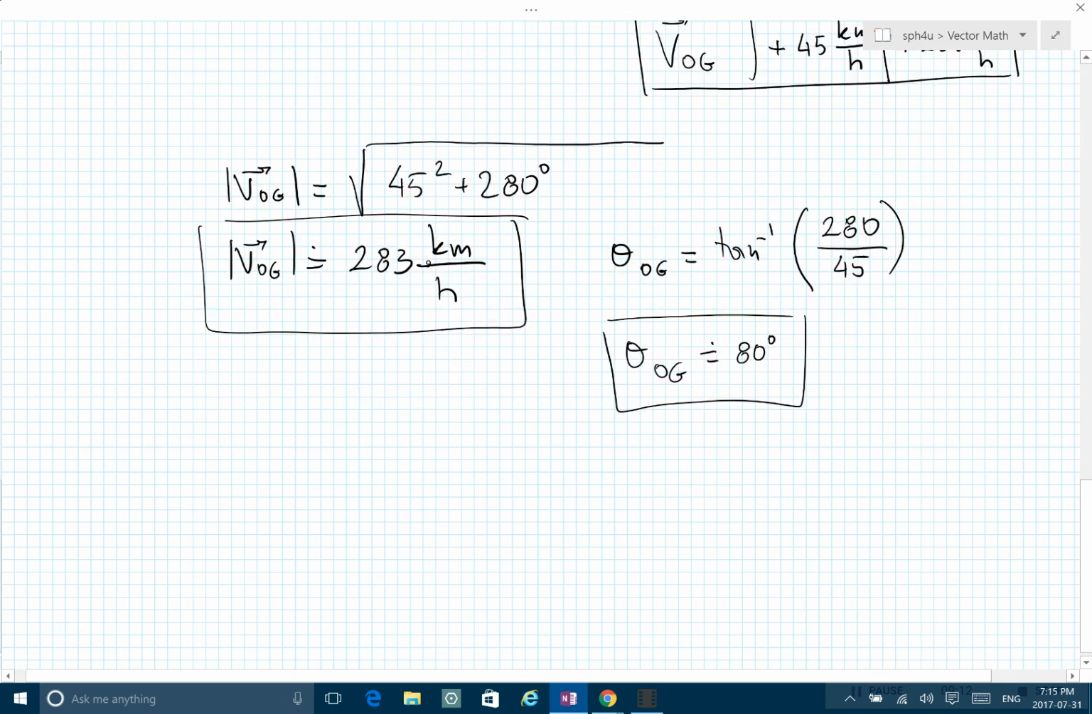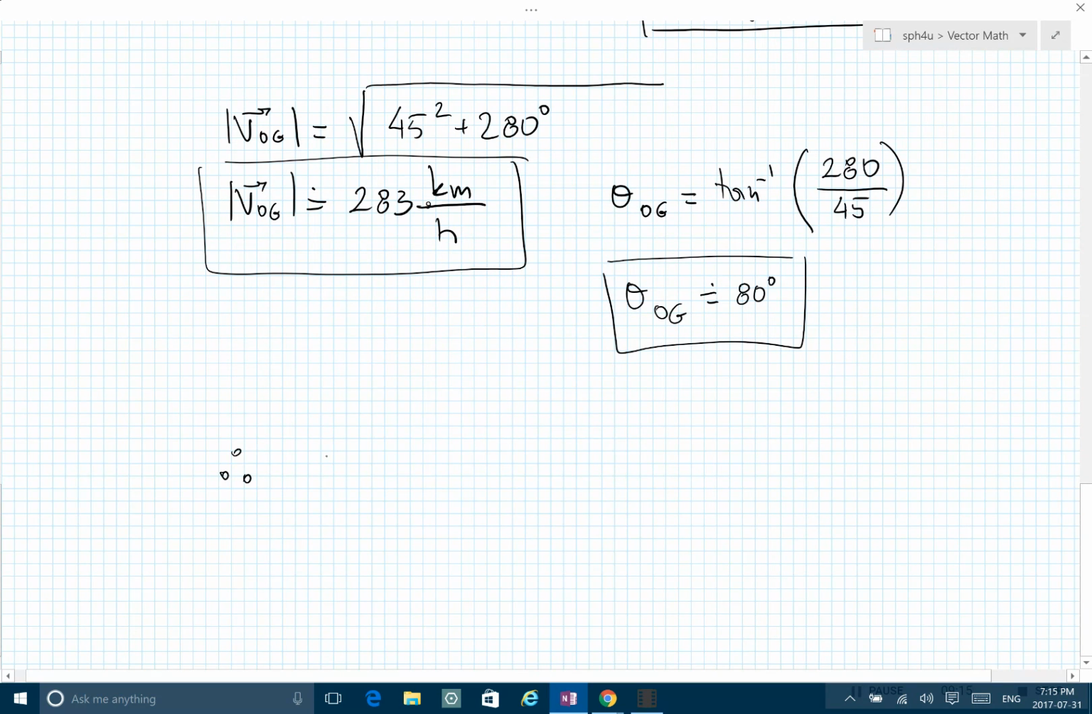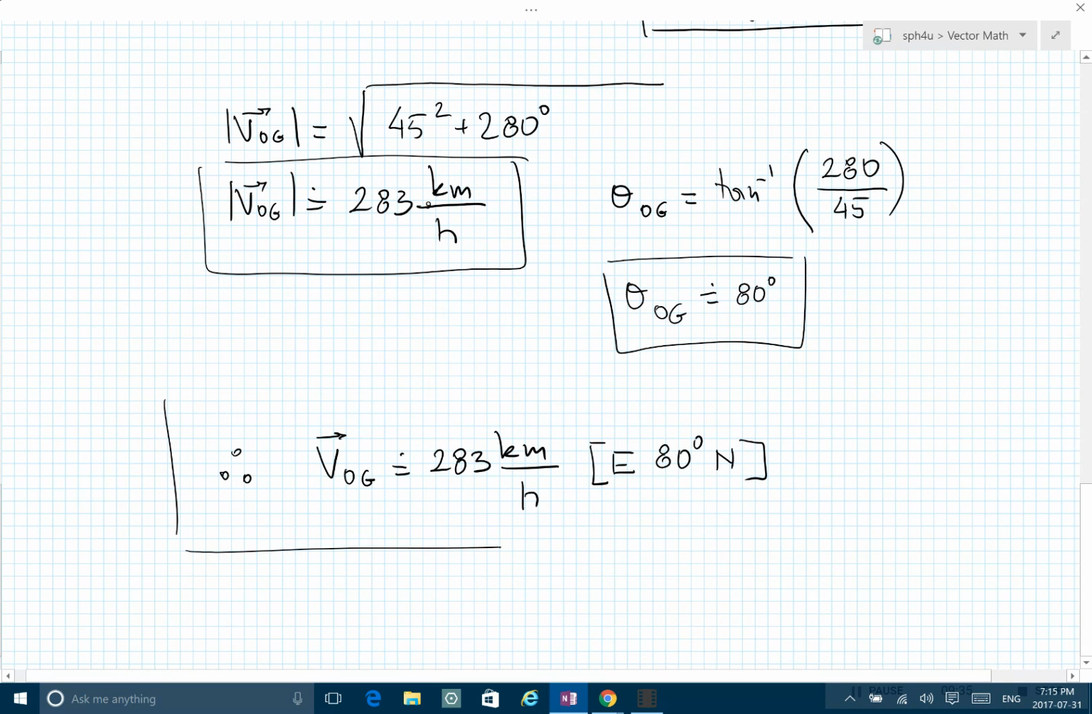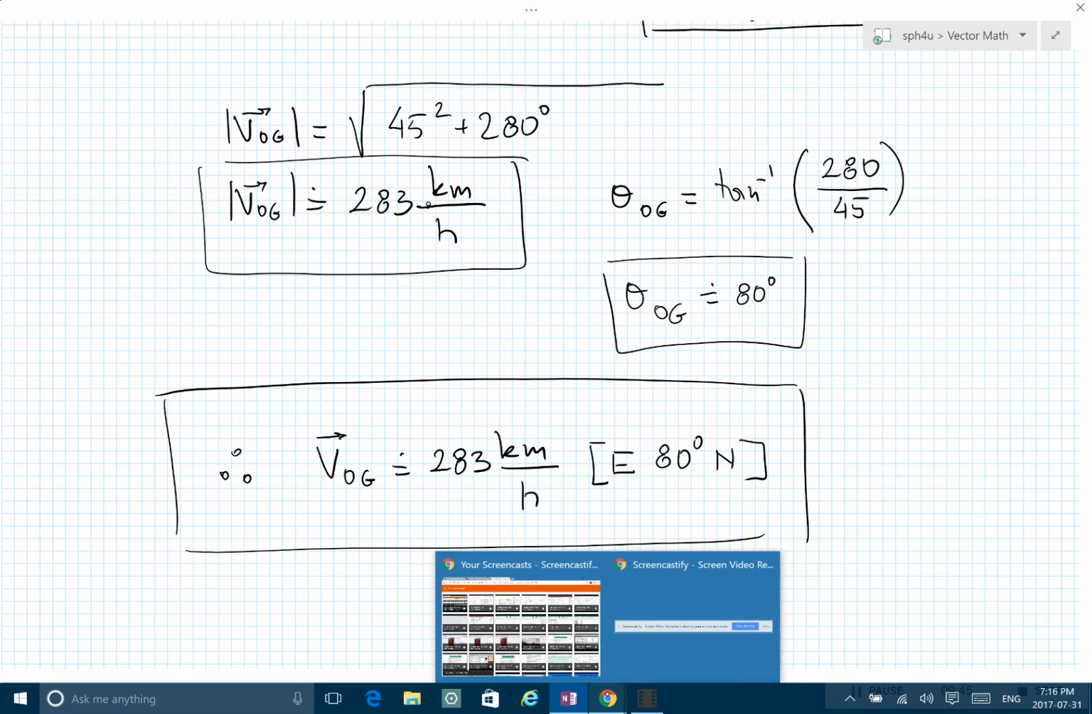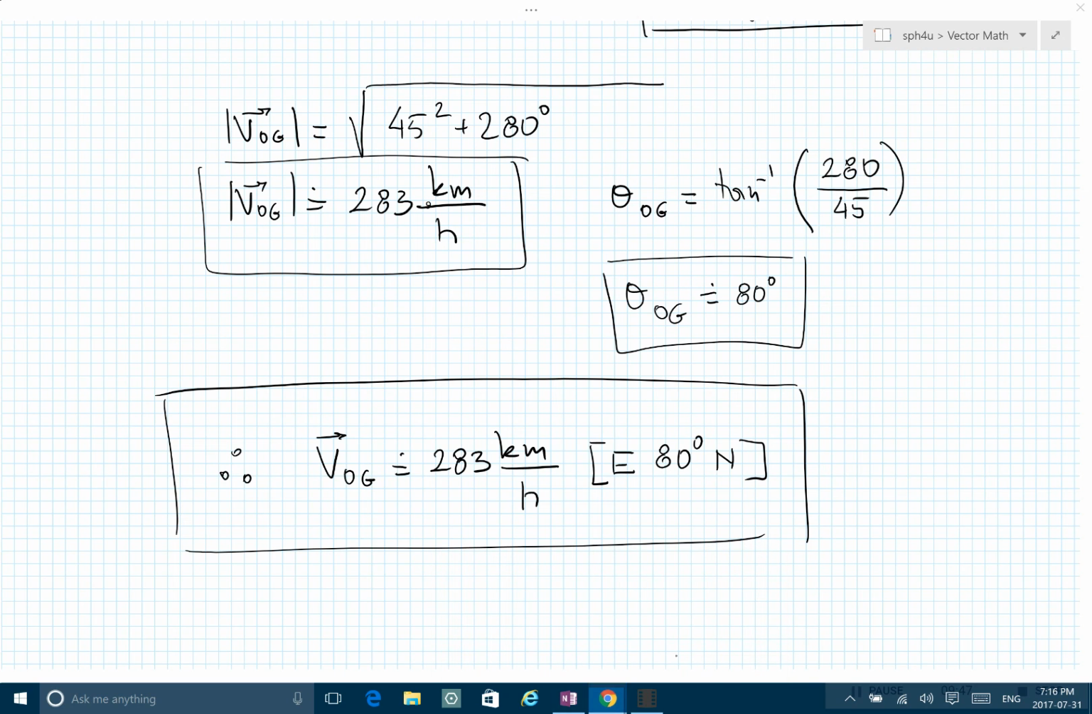So now we can report, therefore, that the velocity of the airplane with respect to the ground is approximately 283 kilometers per hour. It has a direction east 80 degrees north. All right, so that's how we work with relative velocities in 2D. In 1D, it's even easier because you don't have to deal with components. And again, there's a lot of practice in the textbook.